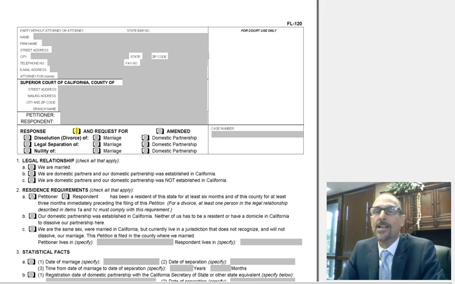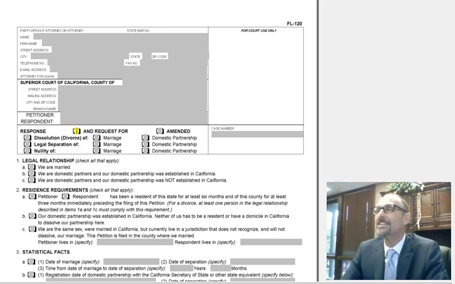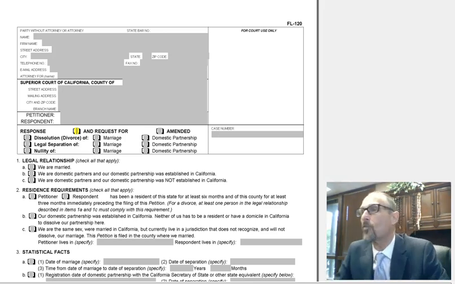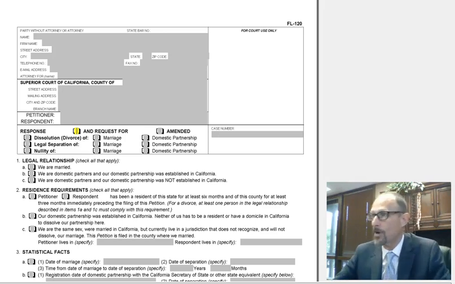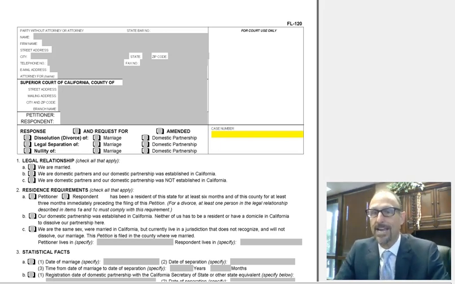It didn't occur to me until I'm now seeing these also. This is also the response form that you will fill out if there's a dissolution of a domestic partnership, or a nullity of a domestic partnership, or a legal separation of a domestic partnership. And you're going to mark those boxes accordingly. Off to the right, you're going to put the case number, and the case number comes off the summons or the petition.